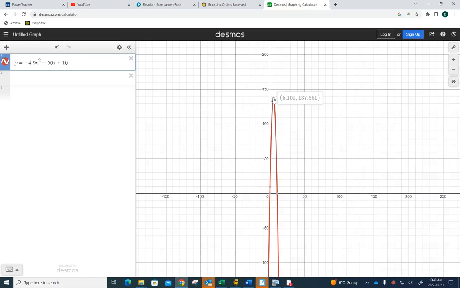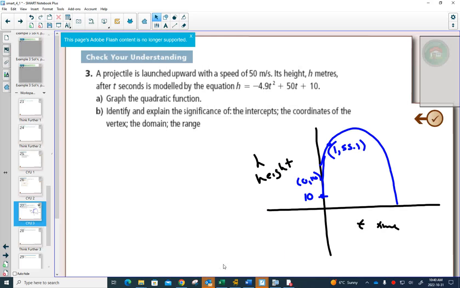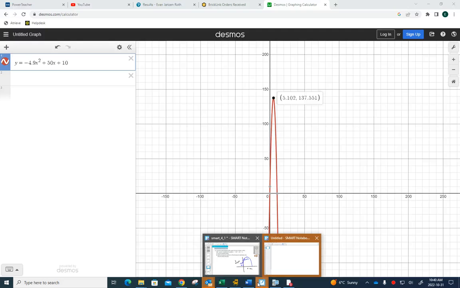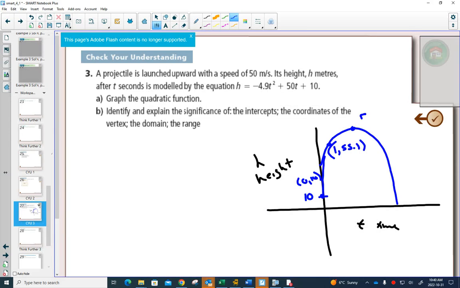Okay, so in a question like this, let's go back to our notes. What is it asking? Graph it. We now know that we have this point. Oh, I forgot the values. That point was at 5.1, 137.55. So Desmos is wonderful for finding out answers easily and intuitively.